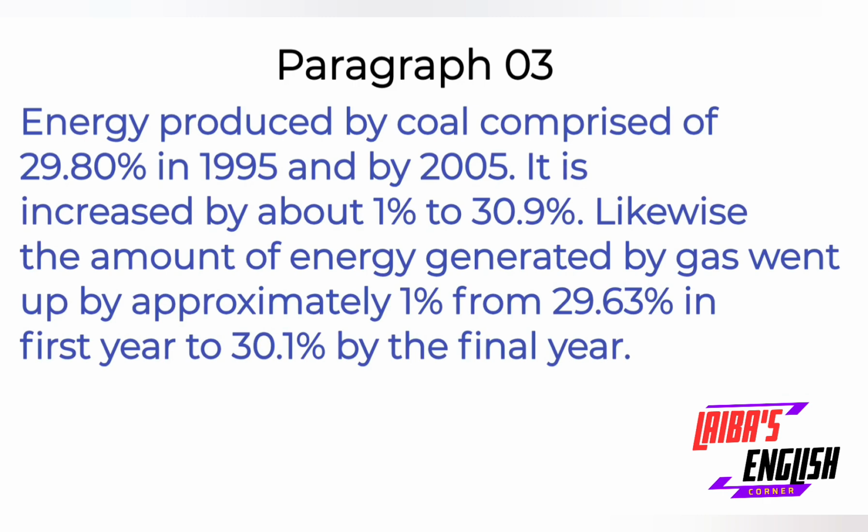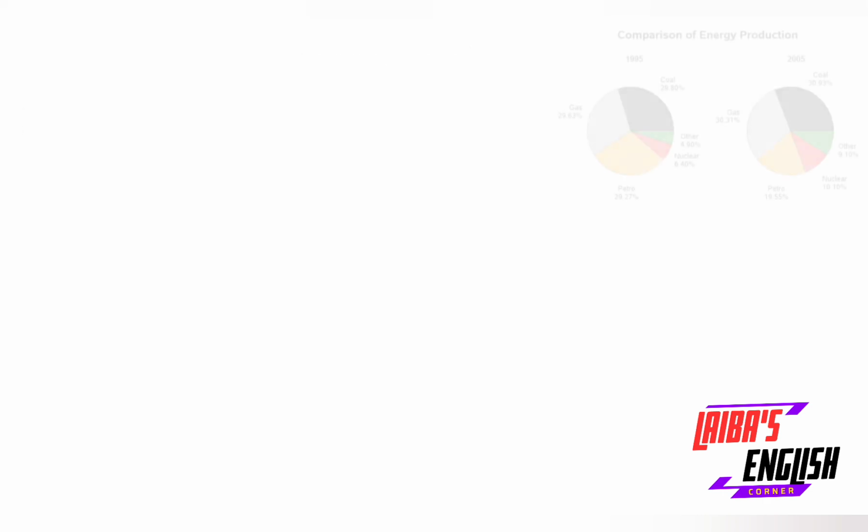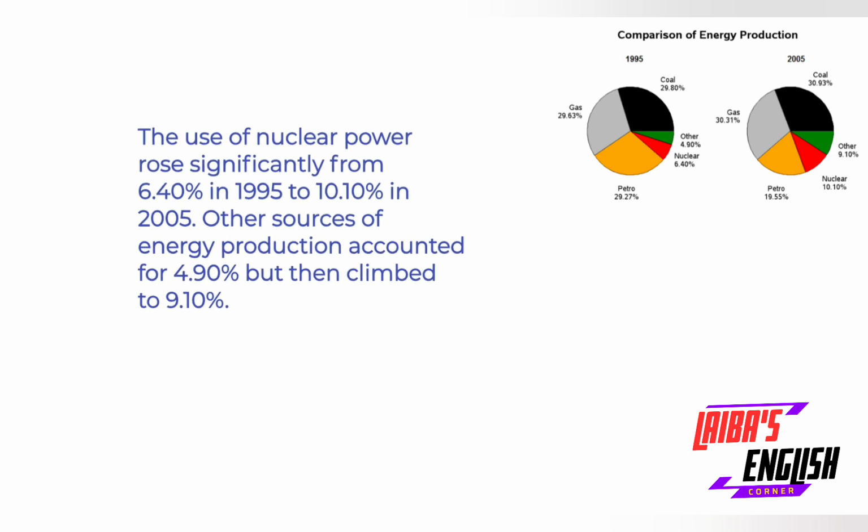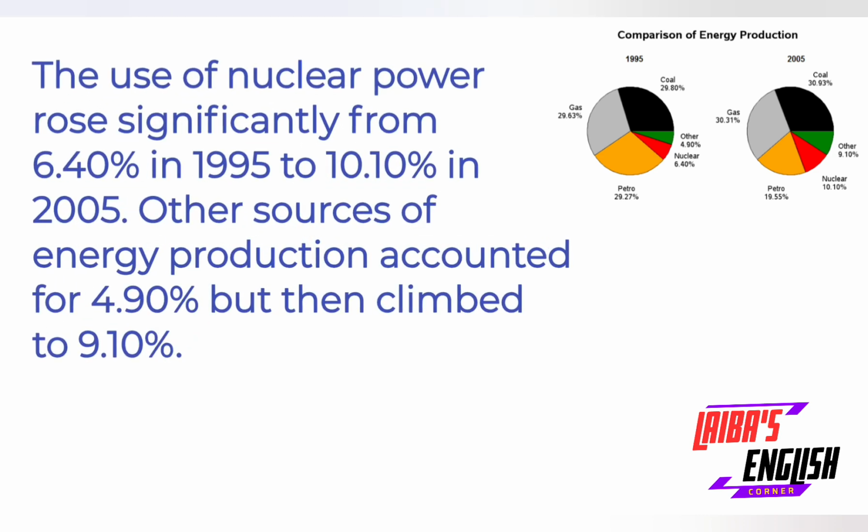So for paragraph number 3: energy produced by coal comprised 29.80% in 1995, and by 2005 it had increased by about 1% to 30.9%. Likewise, the amount generated by gas went up by approximately 1% from 29.63% in the first year to 30.1% by the final year.